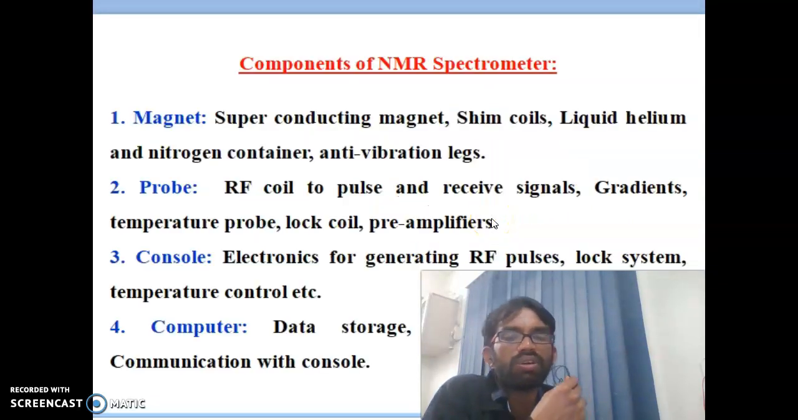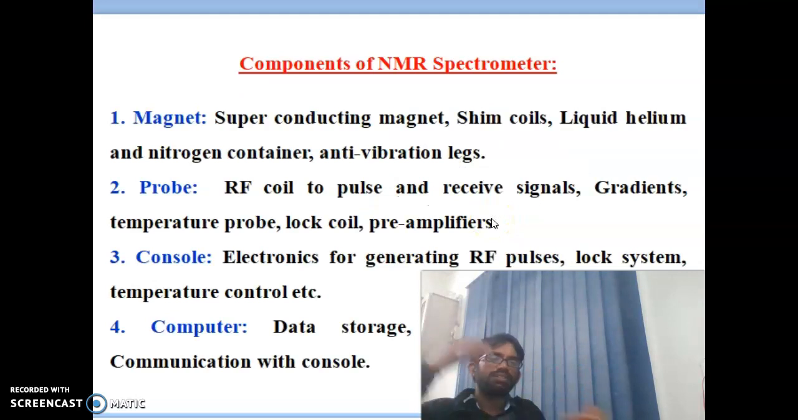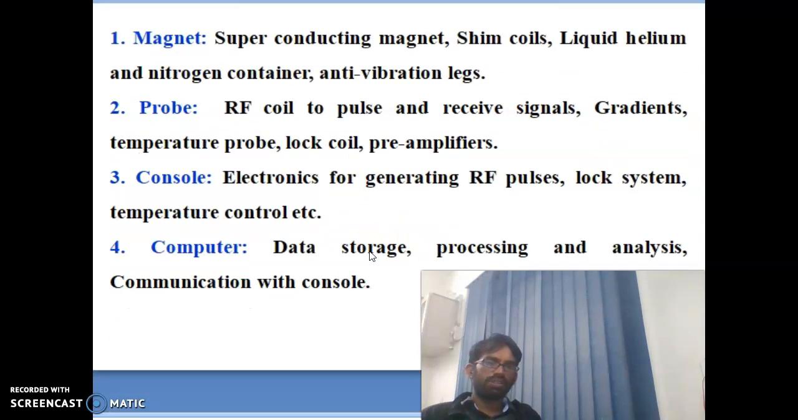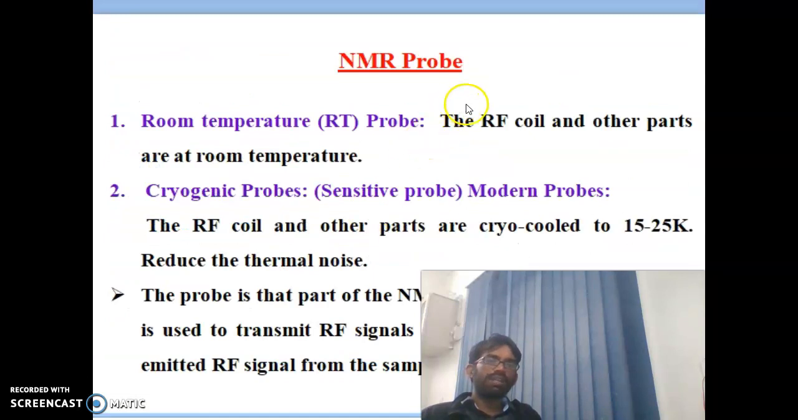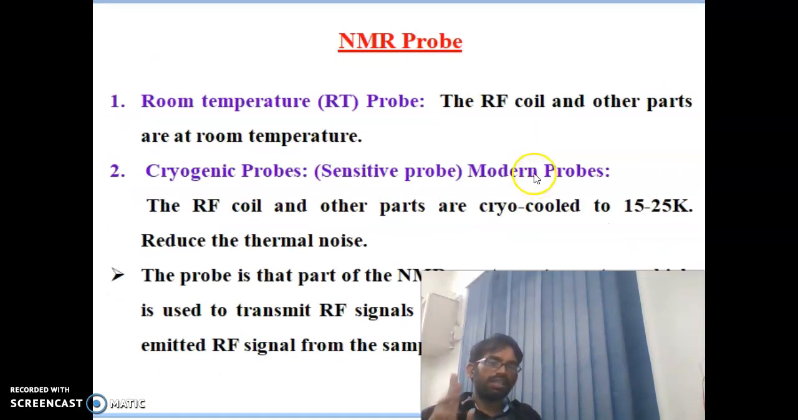You can see the components of NMR spectroscopy: the magnet, the probe, console and computer. These four are the main components of the NMR spectrometer. Then you can look at the probe in NMR spectroscopy. Two probes are very important. The RT probe, simply the room temperature probe, where the RF coil and other parts are at room temperature.